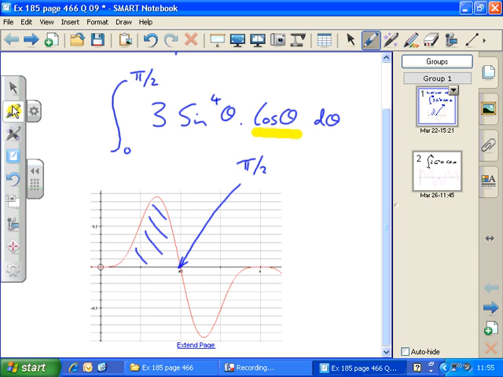cos theta, when theta is pi over 2, the cos of 90 is 0, so it actually doesn't matter what 3 sine to the 4 theta is. When theta equals pi over 2, then y equals 0, which is this point here. And so that's actually helping us to determine what the limit is.